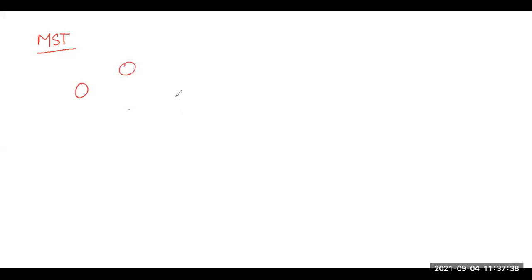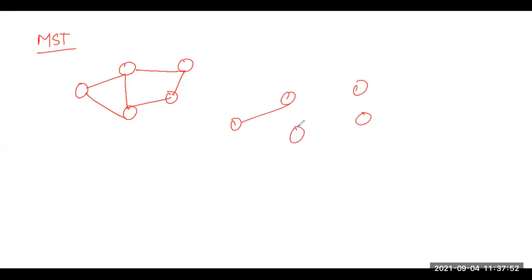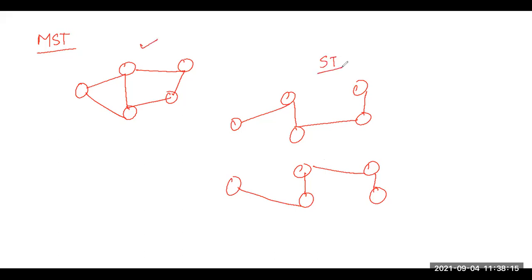Suppose I have these vertices, and suppose this is the graph. So one tree can be like this. Another tree can be like this. So a lot of representations of the same graph can be there. This can be one spanning tree, and this can be another example of a spanning tree.